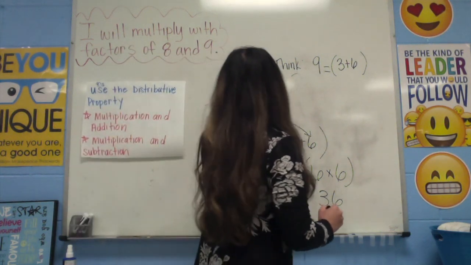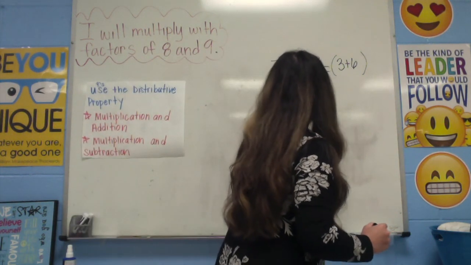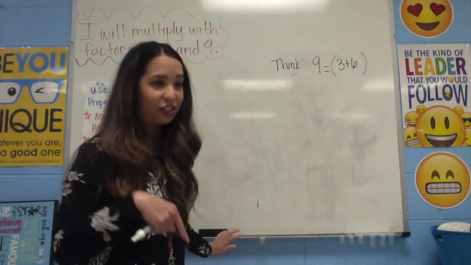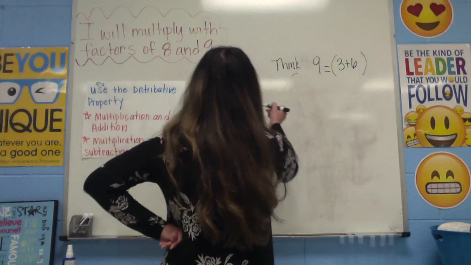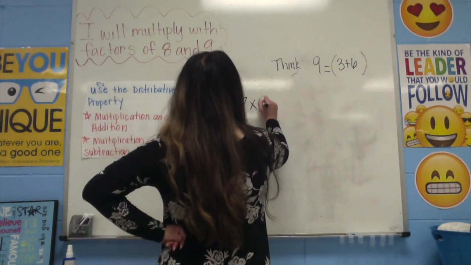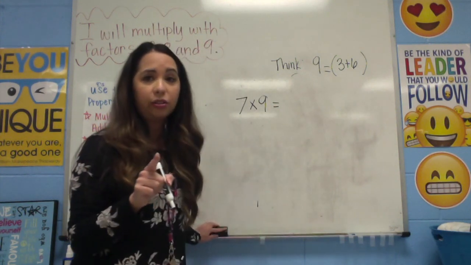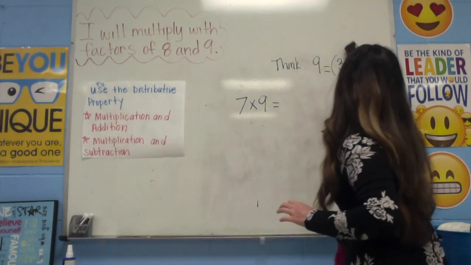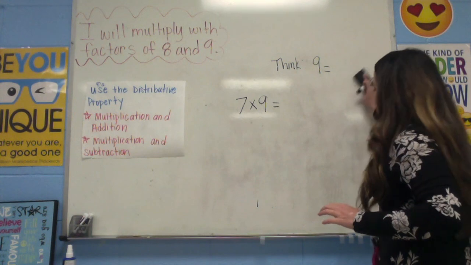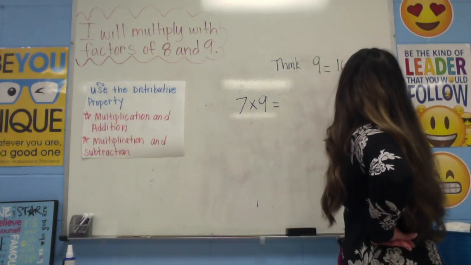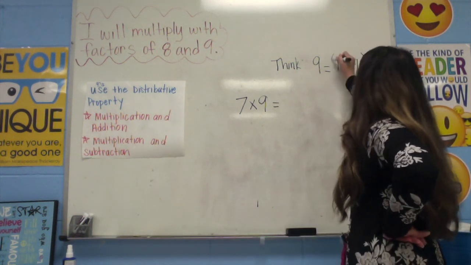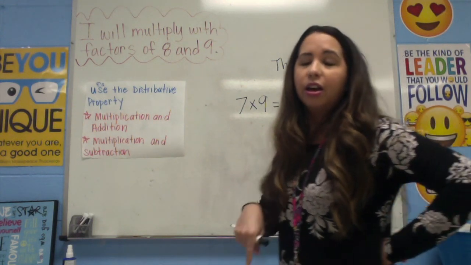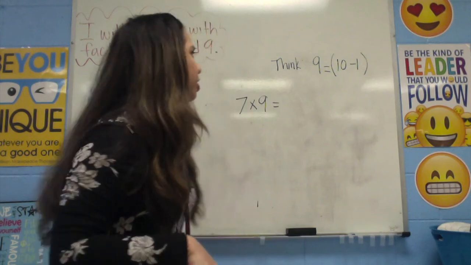Now, the last example I'm going to show you is the distributive property using subtraction. Check this out. All right, still, I'm going to start with 7 times 9. Since we are subtracting using the subtraction strategy, I want you to think of 9 as 10 minus 1, because 10 minus 1 is 9. So watch how I use the distributive property with subtraction.